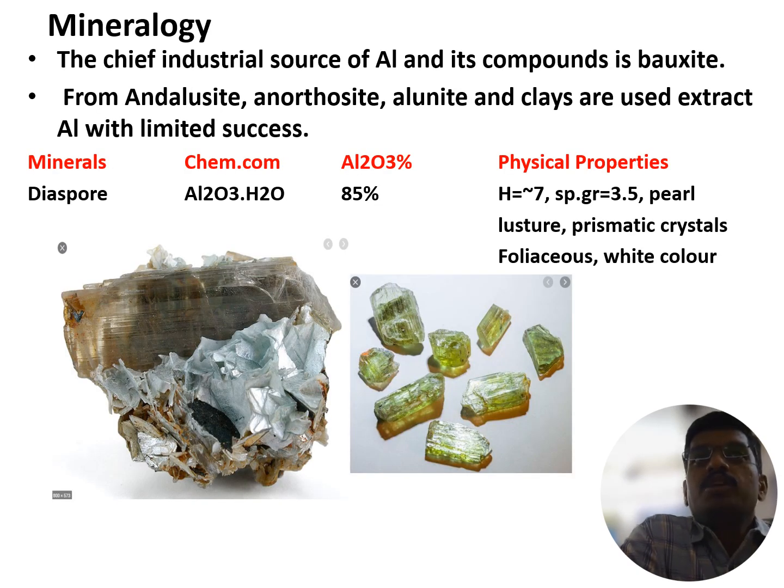About the ore minerals of aluminium, the chief industrial source of aluminium is bauxite. Andesite, anorthite, alunite and clays are used to extract aluminium with limited success. First we are going to discuss diaspore. The chemical composition of diaspore is Al2O3.H2O. The aluminium concentration from diaspore is around 85%. About the physical properties of diaspore: the hardness is around 7, the specific gravity is 3.5, it has a pearly luster, prismatic crystals, and is white in color.